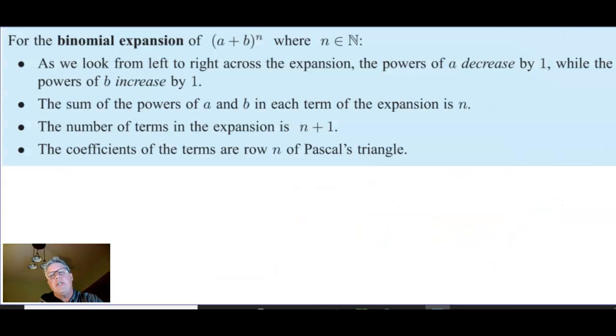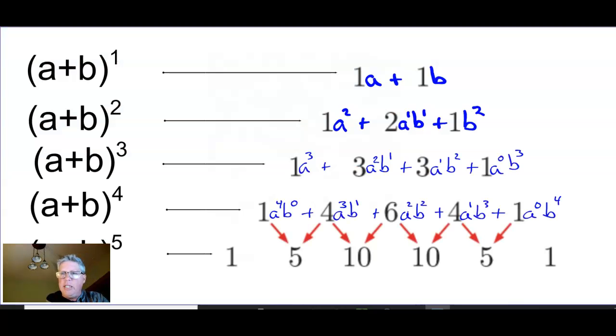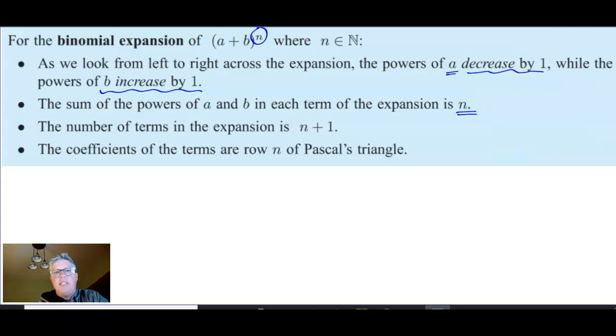All right, so some things you should notice at this point. If you take a plus b to the nth power, looking left to right, the powers of a decrease by 1, and the powers of b increase by 1. Hopefully you notice that. The sum of the powers of a and b always add up to the power that we're taking it to. 1, 2, 3, 3, 3, 3, 4, 4, 4, 4, 4. I haven't even written these, but I know it's 5, 5, 5, 5, 5. Woohoo! The sum of the powers, yep.